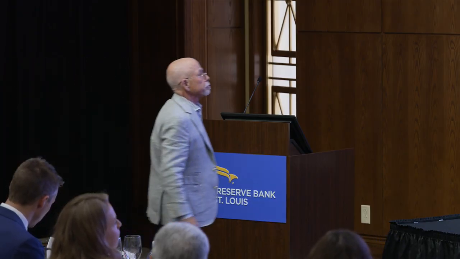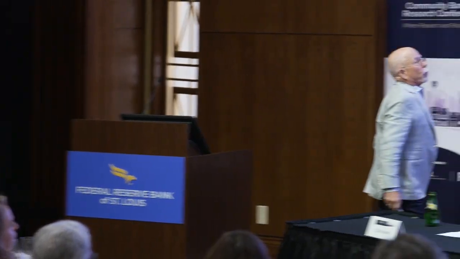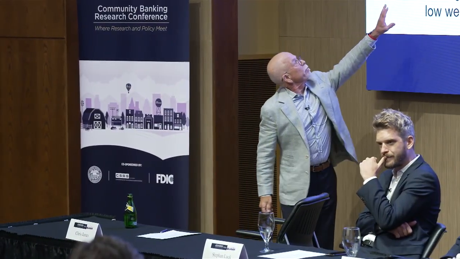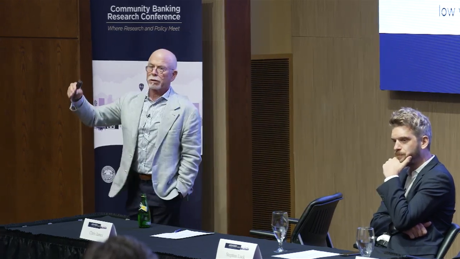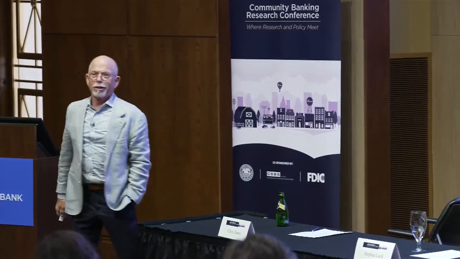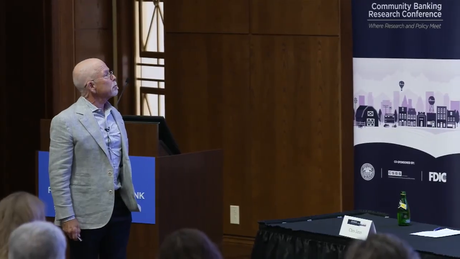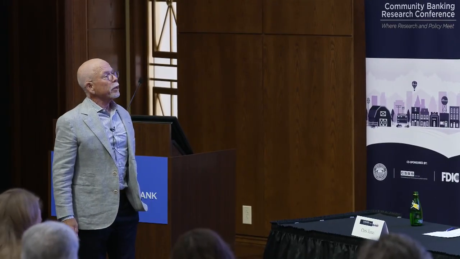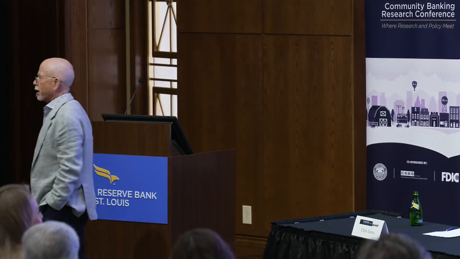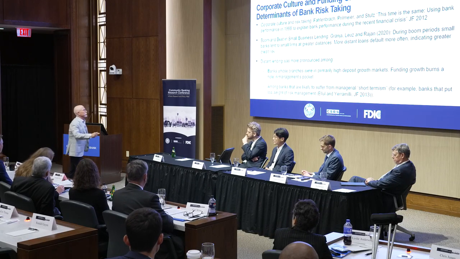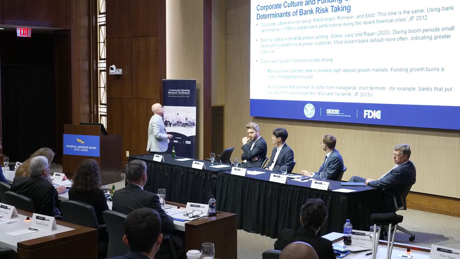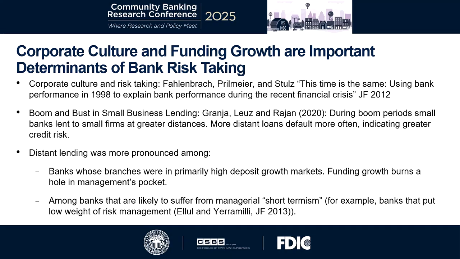So where do you see that? You see banks whose branches were in primarily high growth areas reaching further and further. I know I'm over. What does that tell me? Well, it tells me failed banks are likely to have large asset growth. Large asset growth may be in high deposit markets. I might be reaching for small businesses at longer distances.